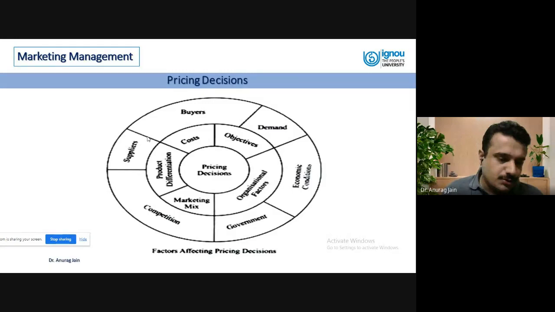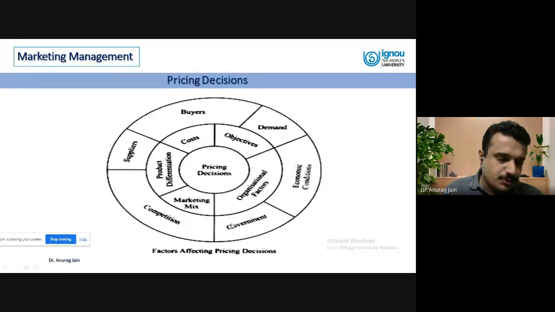Suppliers: who are your suppliers? How much cost you require to incur on your raw materials, equipment, machinery which you use, and accordingly your costing is going to impact your pricing. So what is the idea? All these factors in the outer circle are not controllable by a single organization or a single marketer. These are independent of a single marketer, right? Marketers are dependent upon them, but they are not dependent upon a single marketer.